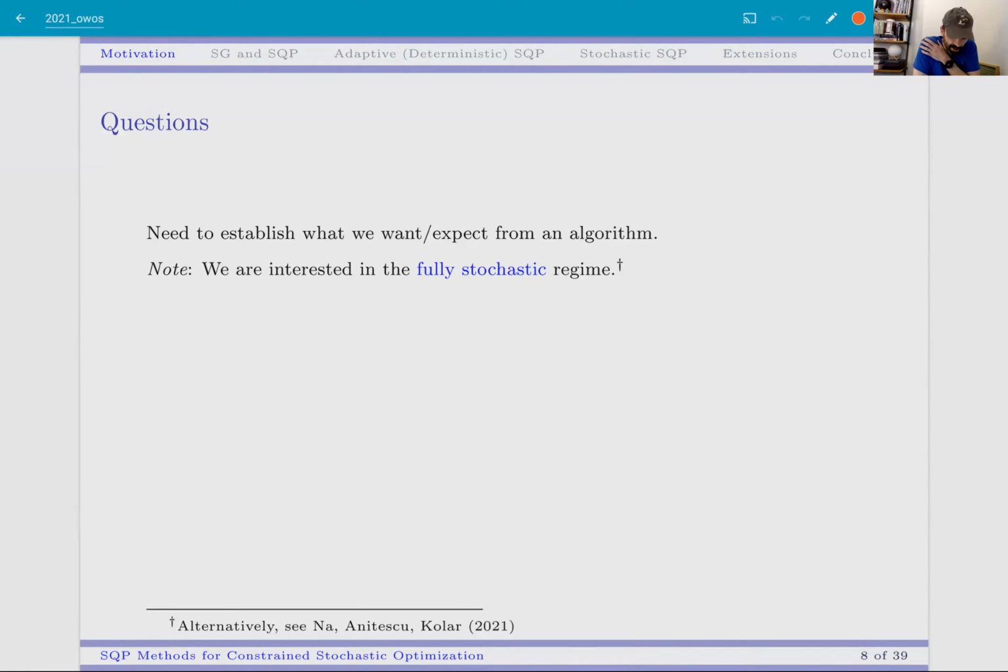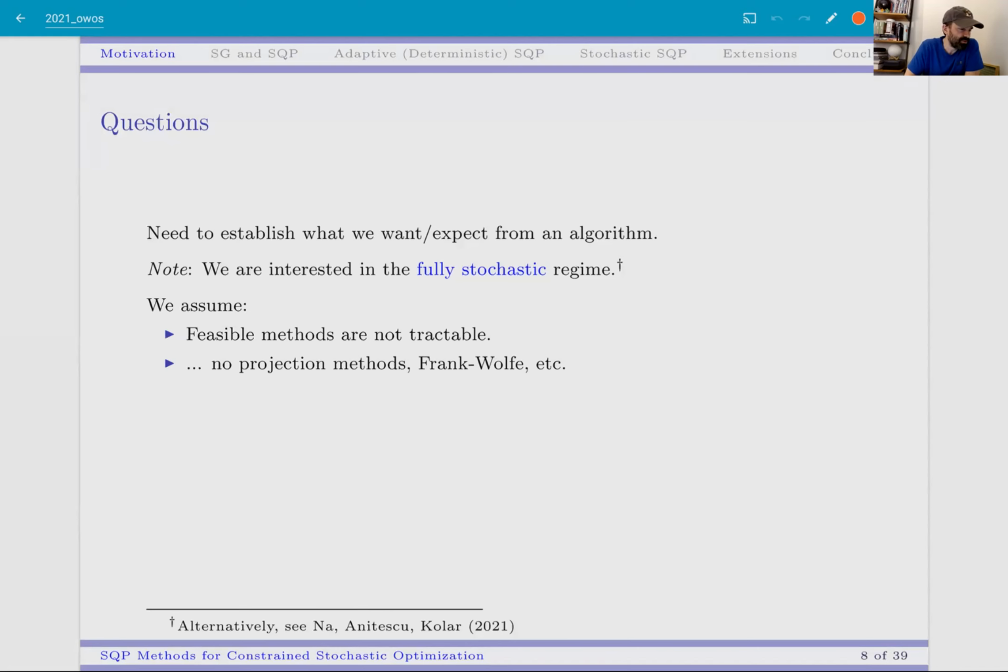In particular, we are going to be interested in what I would call the fully stochastic regime. What we mean by that is when we look at the objective function in a given iteration, we're going to be choosing a stochastic gradient that may be very noisy. Now, you can look at adaptive sampling methods that move closer back to the deterministic setting, but we're interested in the possibilities of what you can do in this fully stochastic regime, okay?